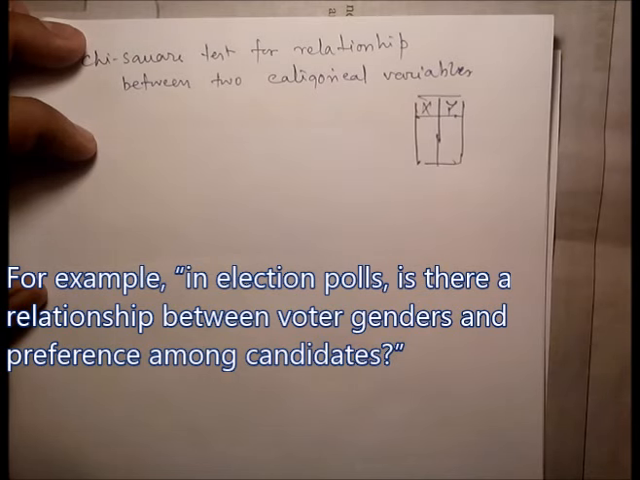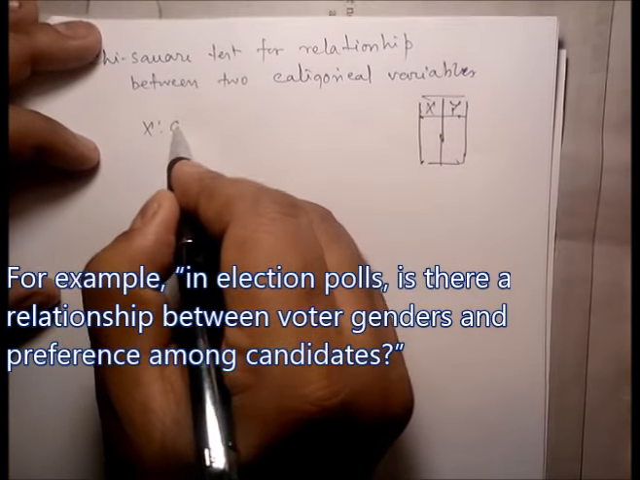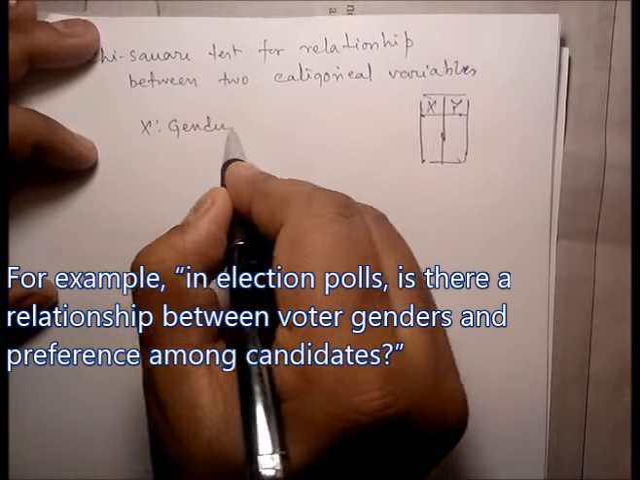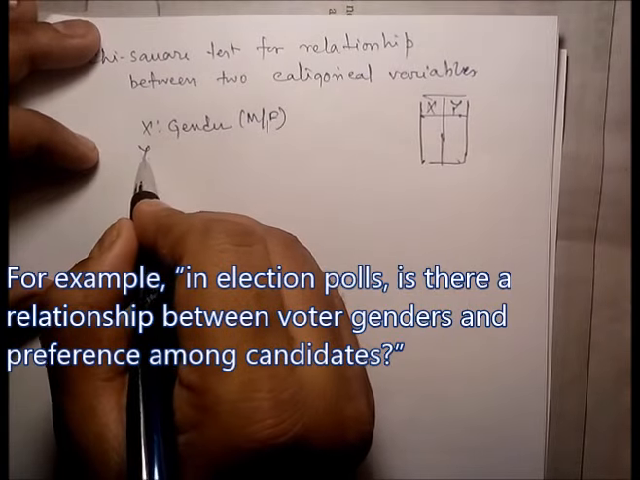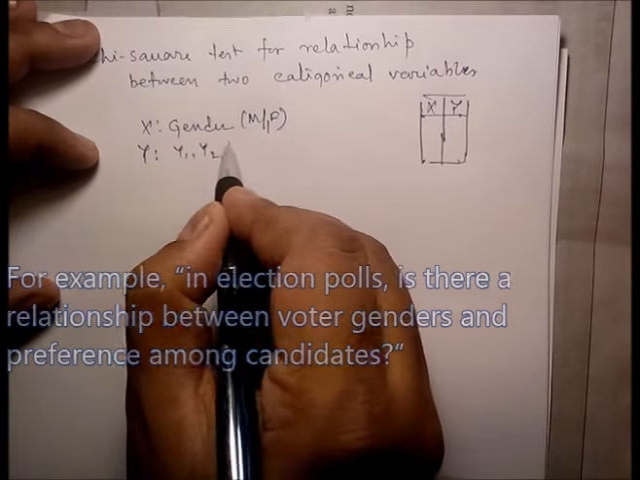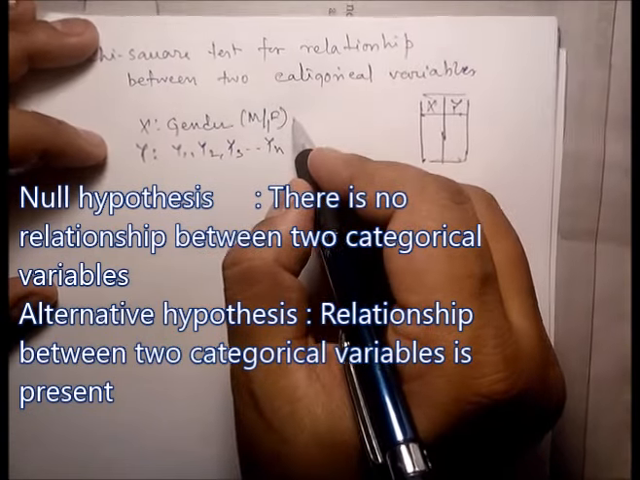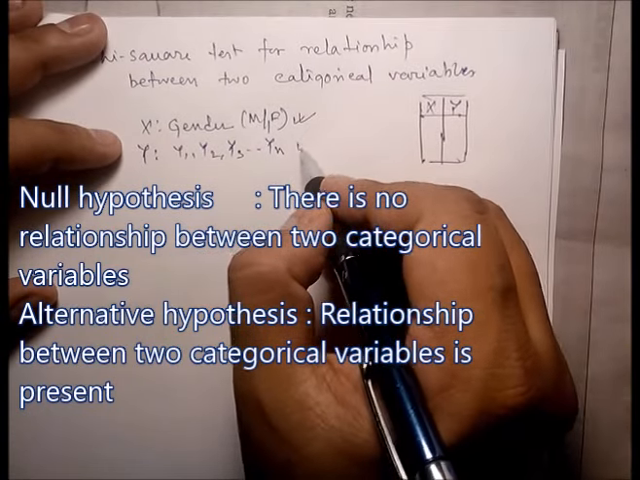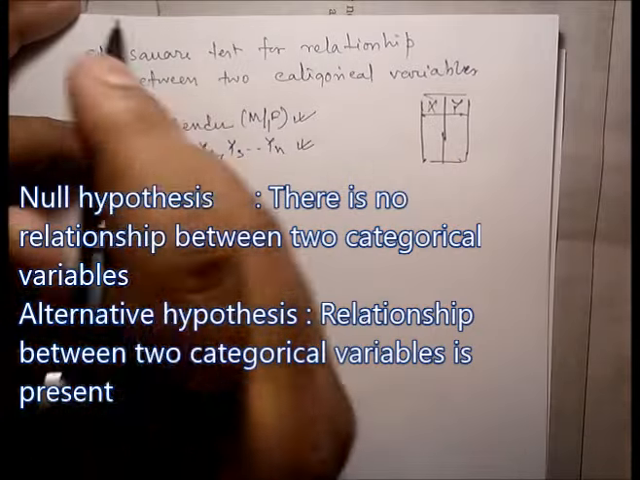Now, for example, in election polls, is there a relationship between voter genders and preference among candidates? Okay, so voter gender, male, female. So one attribute, gender, it may be male, female. Okay, and Y, candidates. So candidate 1, candidate 2, candidate 3, so on, candidate N. Now to know the relationship between gender and candidates, we have to apply this particular test.